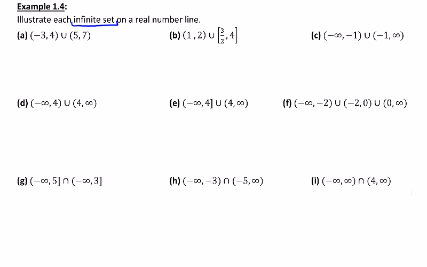Are we looking at combining the sets together? Are we looking at the overlap of the two sets? It all depends on whether it's the union or the intersection. Looking at part A, I'm going to draw a number line, and this number line is going to be relatively long.